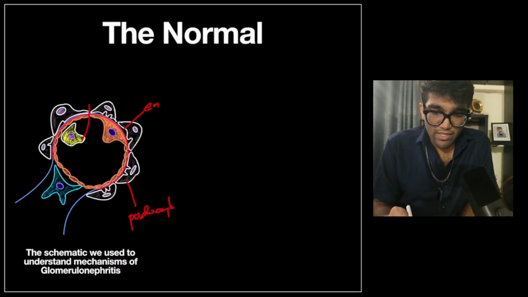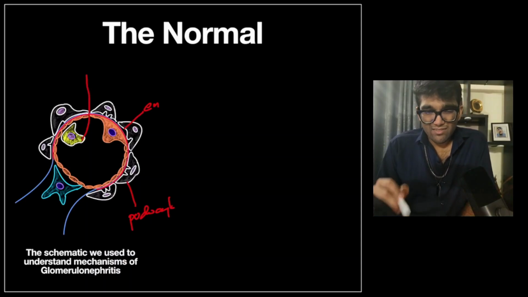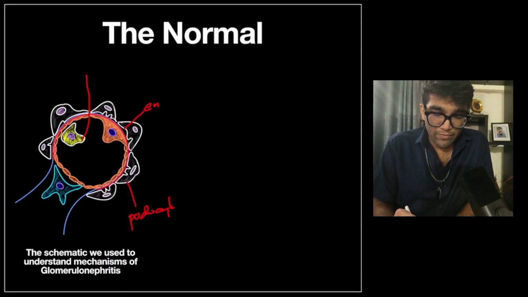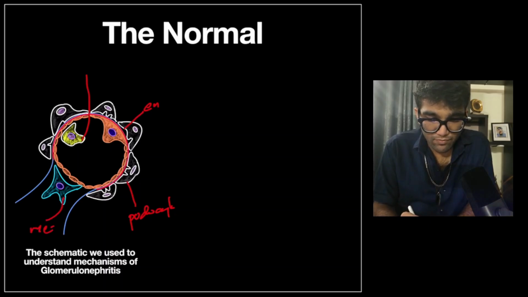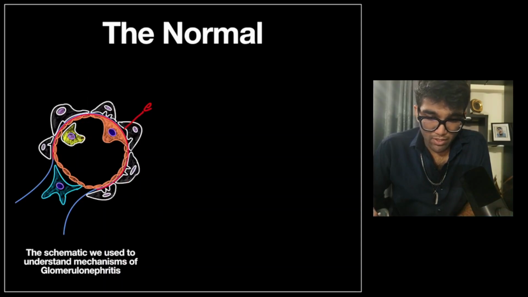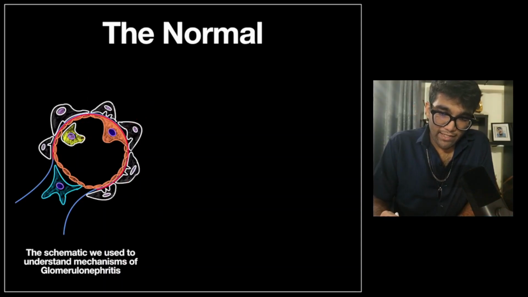This green, or yellow, cell here is meant to be an inflammatory cell, either a mononuclear cell, or, I haven't drawn the nucleus like that, but maybe even a neutrophil. And this blue cell here is your mesangial cell. So this is the normal anatomy that we describe. The red line here represents the glomerular basement membrane.